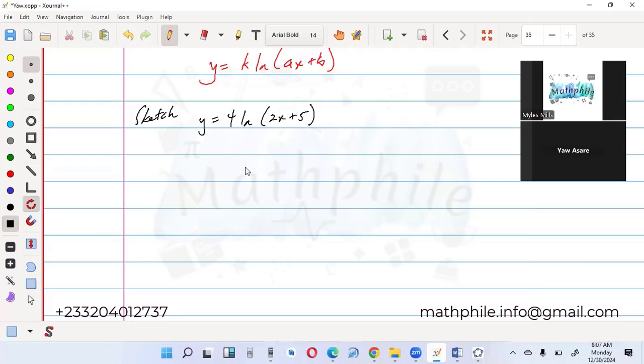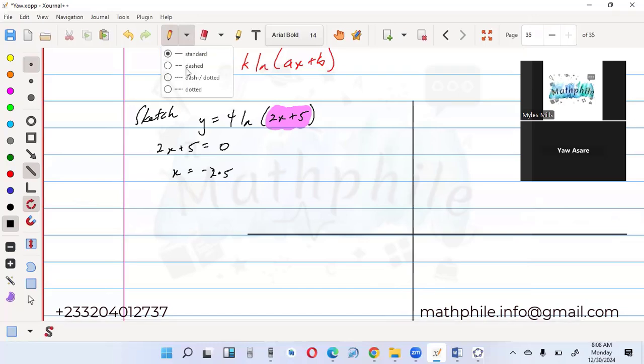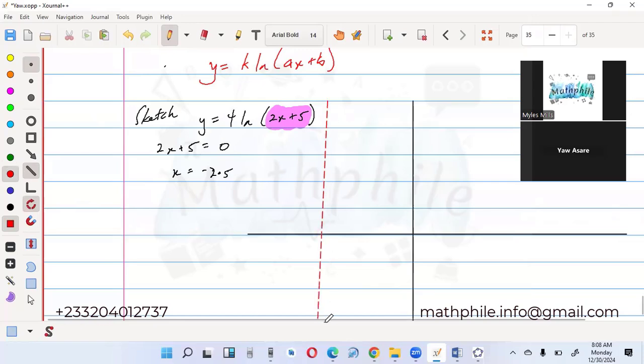So let's start off with the asymptote. Because the argument of a ln function or log function can't be negative, the least value is going to be, let's say 1, like log 1 is 0. What we do to get the asymptote is to equate whatever is inside the argument to 0. That is going to give us the equation of the asymptote. So in this case, 2x plus 5 equal to 0, where x equals negative 2.5. Are we good with the small calculation I've just done? Yes, please. Okay, so this tells me that there's going to be an asymptote at x equals negative 2.5. So let me draw my asymptote. There's going to be a vertical asymptote at x equals negative 2.5.